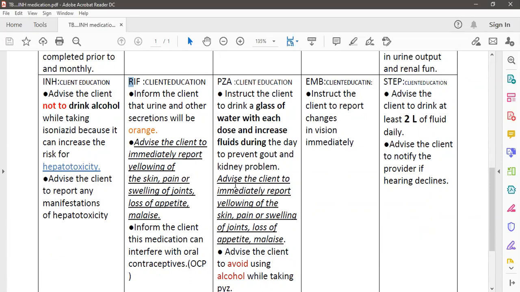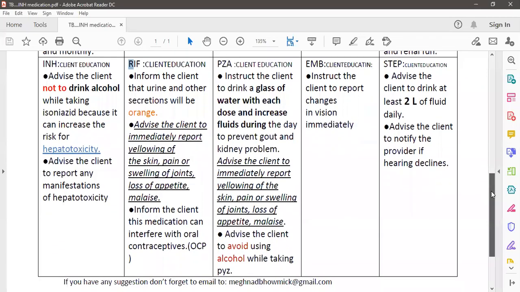Advise the client to immediately report if they see any change like yellowish skin, pain or swelling of the joint, loss of appetite or malaise. All of these signs indicate a liver problem. Advise the client to avoid using alcohol while taking pyrazinamide, as with isoniazid. Avoid alcohol.